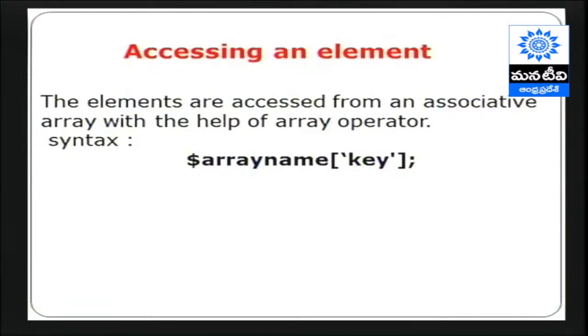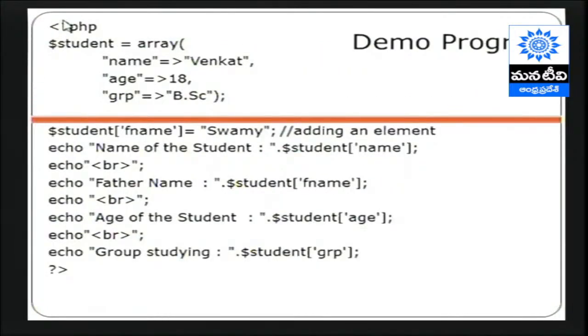Accessing an array element: in order to access an element from the associative array, we have to use the same syntax, using the array name followed by the key as an index. So this is the program where we have defined an associative array and for accessing the values from the associative array. Here this is the keyword that is used for creating an array, as in the case of numeric arrays, indexed arrays also.